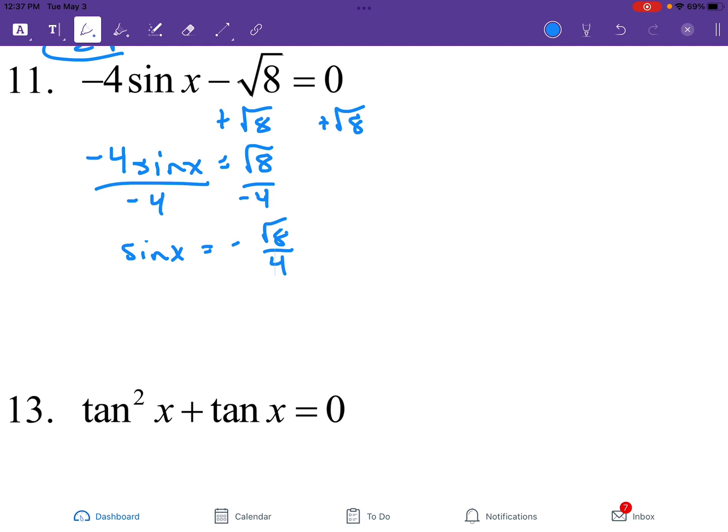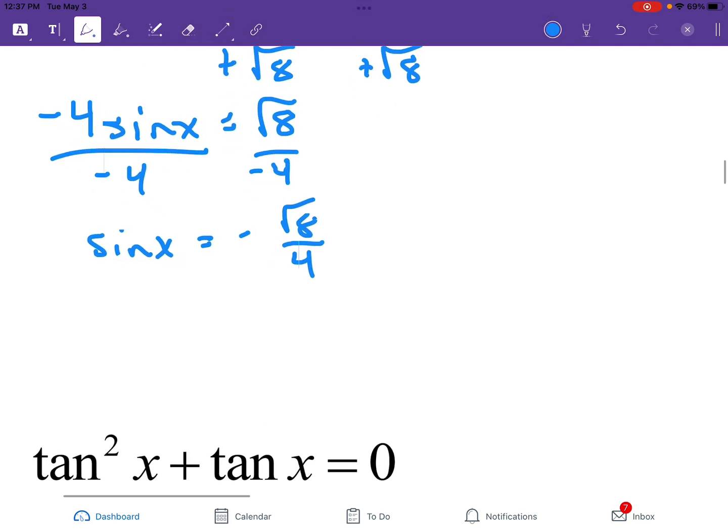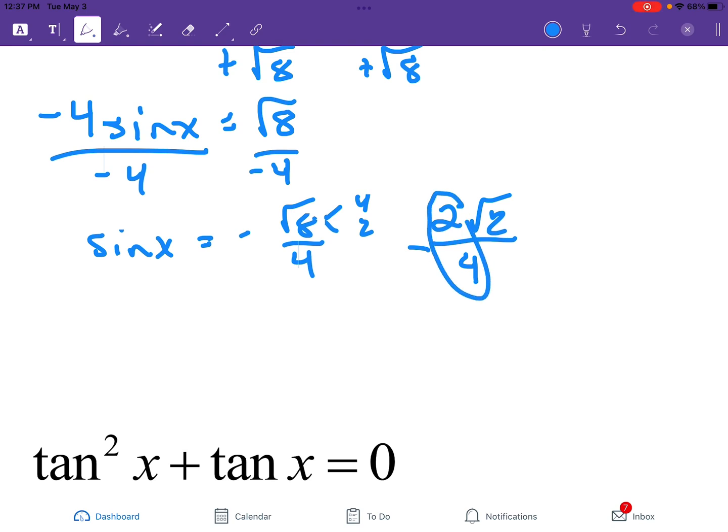Now we haven't seen something like this, but that doesn't mean it can't be done. Technically, 8 is made up of the factors of 4 and 2. The square root of 4 is just 2, and the square root of 2 is left over, and 4 is still our denominator. But now, because the 2 and the 4 on the top here can be reduced, we have negative root 2 over 2 equals sine of x.